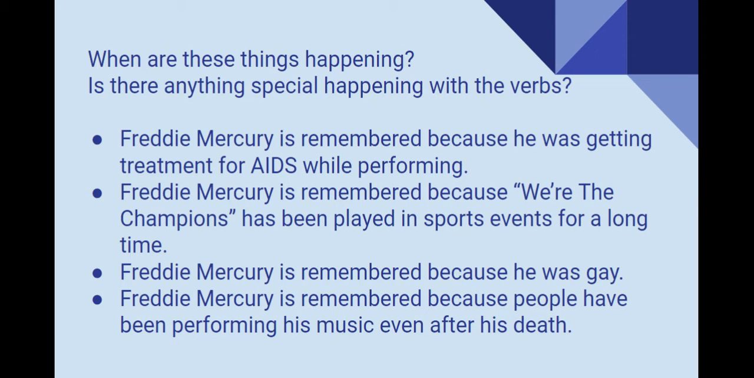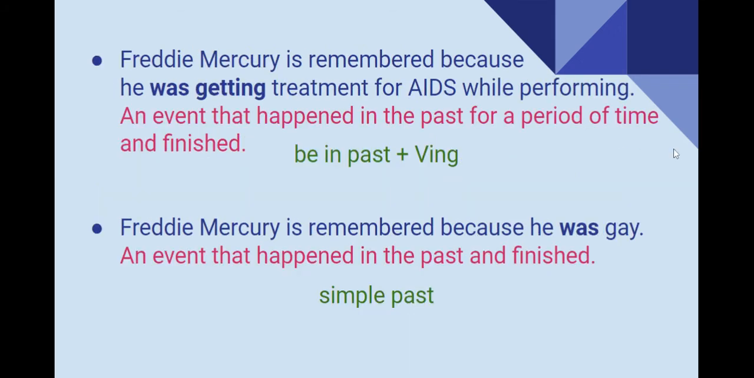If you notice, all of these sentences are describing the past. But we have different structures of the past, so let's check. We can use past continuous, verb to be in past plus a verb with ing, to talk about an event that happened in the past for a period of time and finished. This action is possible that it was interrupted, but not necessarily.